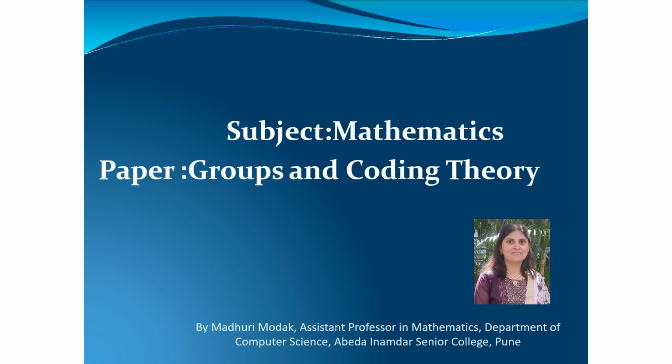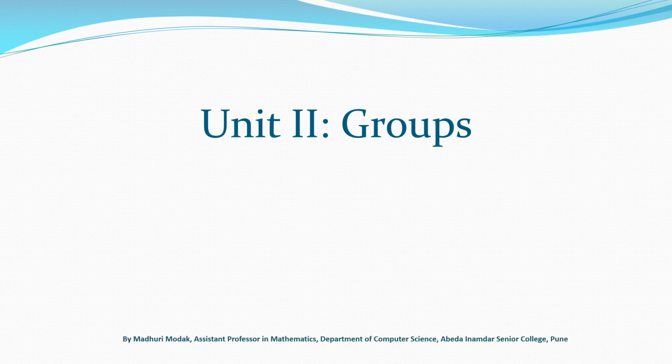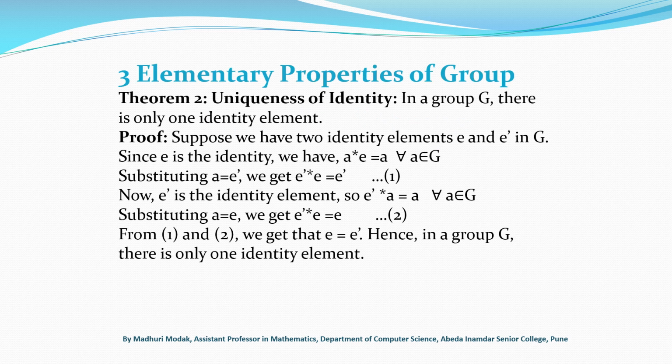In the subject Mathematics, Groups and Coding Theory is a very important paper. Now in Groups and Coding Theory, we have already seen the first unit. Now we start with the second unit, that is Groups. We have seen how to show that a certain set G with respect to star is a group in the case of finite and infinite sets. Now the next point is elementary properties of group.